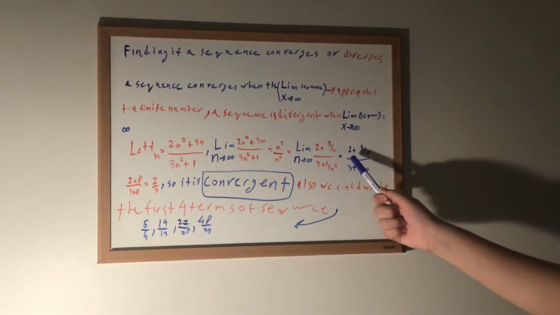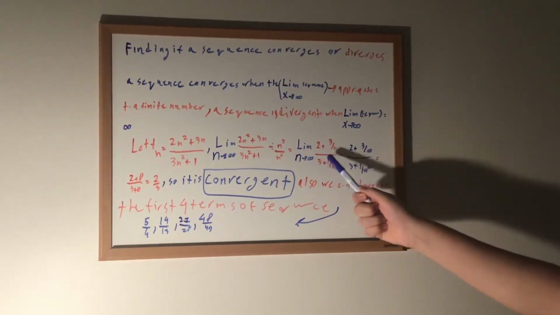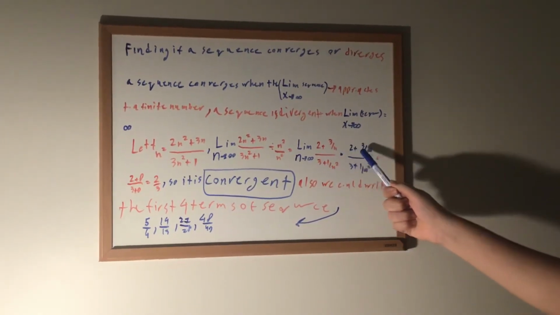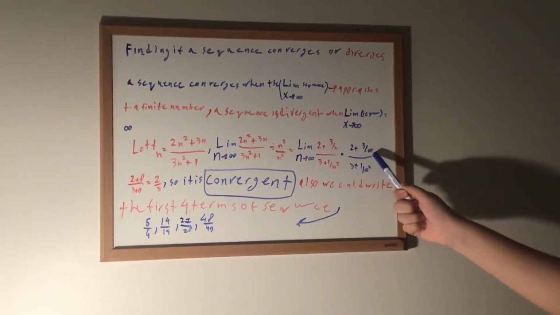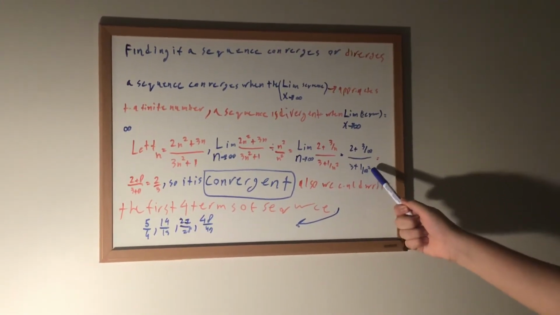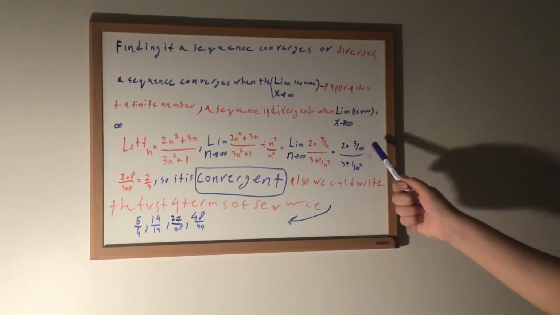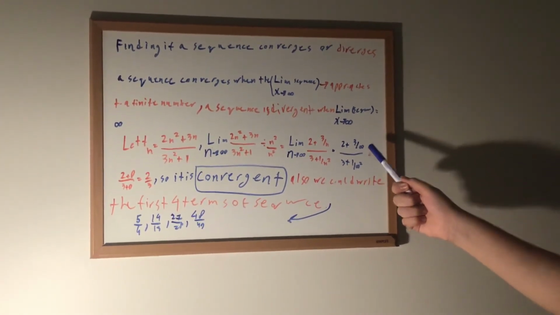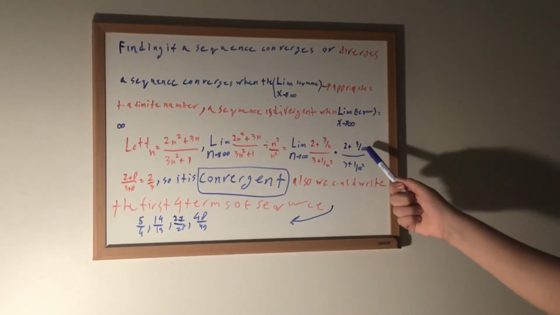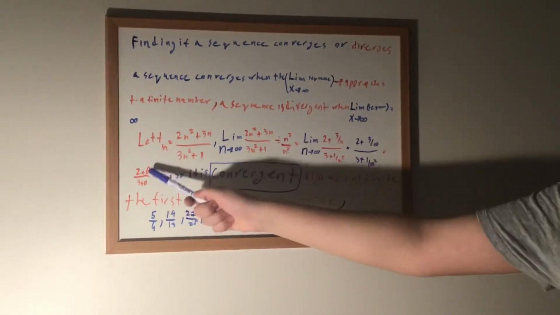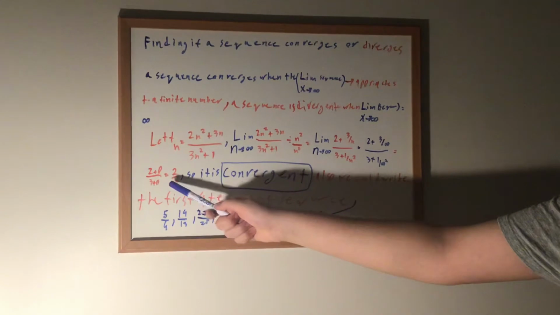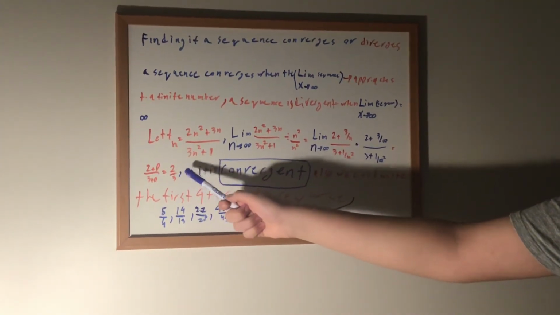For doing this, we just plug infinity where we see n. So we see that 3 over infinity and 1 over infinity squared both approach 0. So we can plug in 0 instead of them. That means it grows and gets closer to 0. So we get (2 plus 0) over (3 plus 0), which is 2/3.